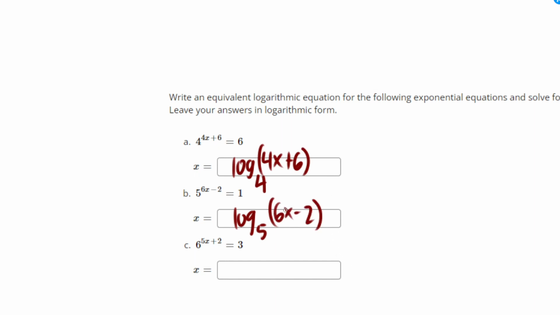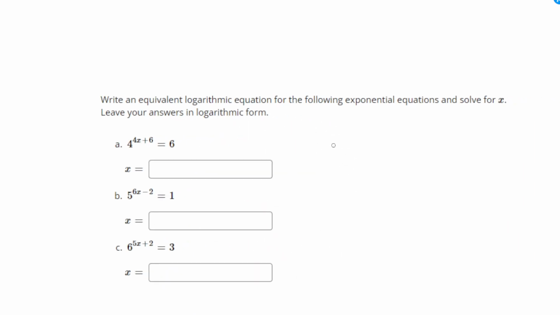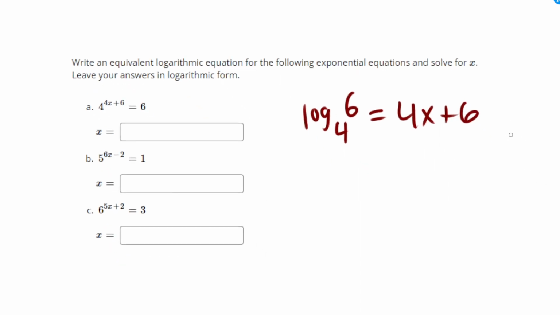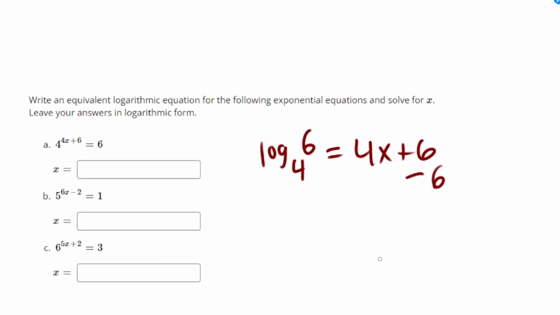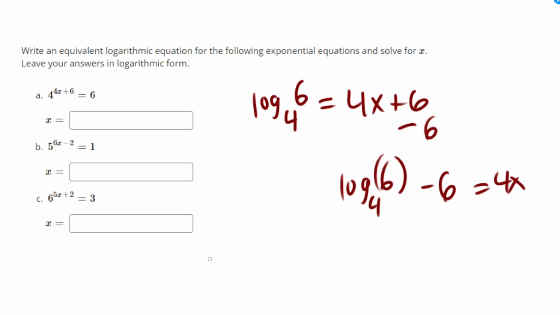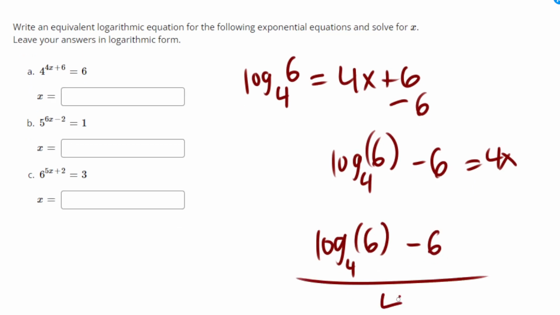No, sorry. Whoops. I'm doing crazy things. Okay, so we have log base 4 of 6. The exponent is on the other end of the equal sign, so we're going to subtract 6 from both sides. So we have log base 4 of 6, minus 6, equals 4x. Divide both sides by 4, so you get log base 4 of 6, minus 6, all of that divided by 4 equals x.